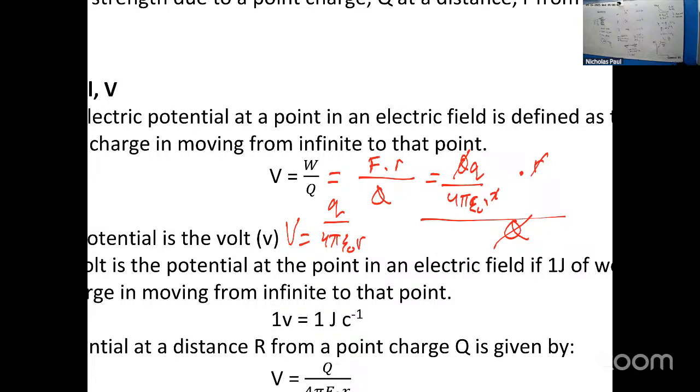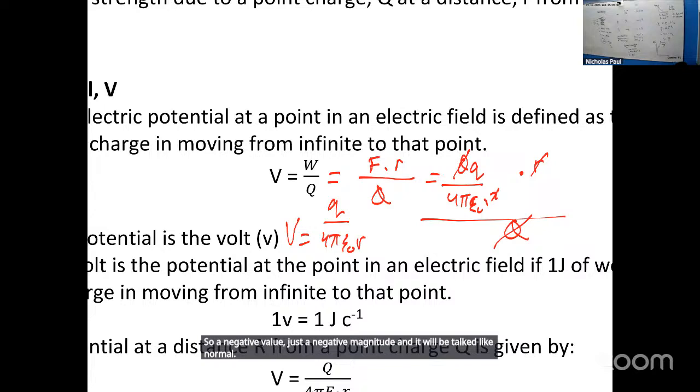And electric potential is a scalar quantity, so the direction doesn't really matter. A negative value is just a negative magnitude, and it will add up like normal. It does not show direction.